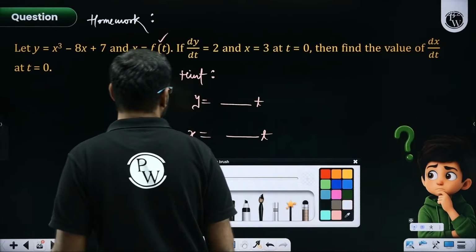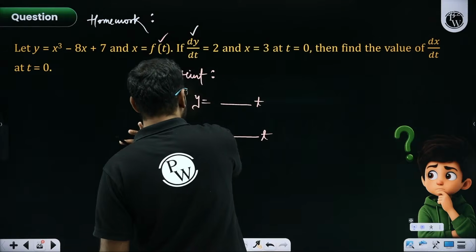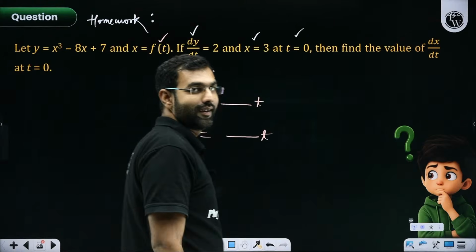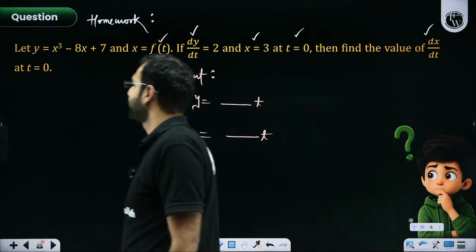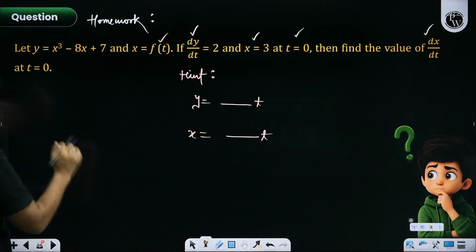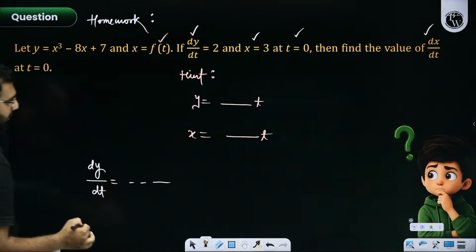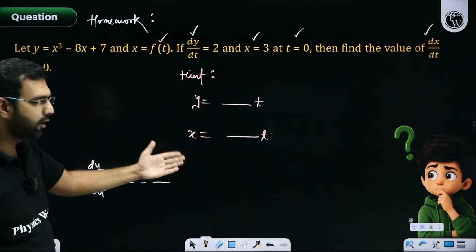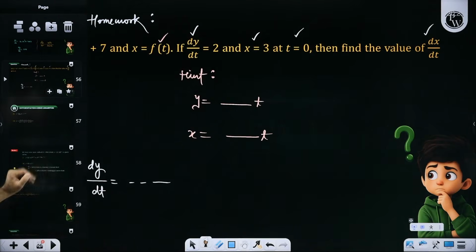Then they tell you that dy by dt is 2. Okay, cool, great. And x is equal to 3 at t is equal to 0. And then they ask you dx by dt. So to find it, first of all, find dy by dt. So you will do this. I am just giving you the hint. Otherwise, I'll start solving it completely. You'll get dx by dt and everything and just substitute the values. So I've given you a little bit of it. Try this by yourself at home and you'll be able to get this question or approach done.